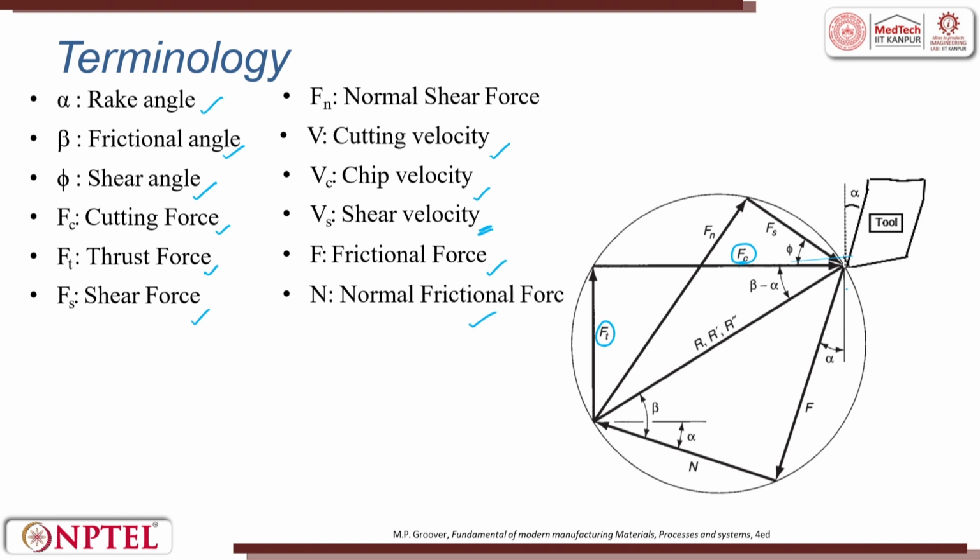So, this diagram is called the merchant circle diagram. Why are there 3 R's? R1 is between Fs and Fn. The next R is between F and N. The third one is between Fc and Ft. So, the resultants of all the 3 are equal, and that is how we try to draw this merchant circle diagram.